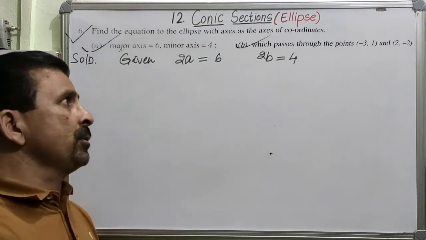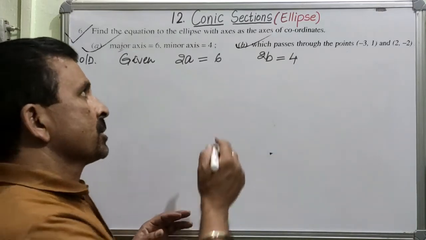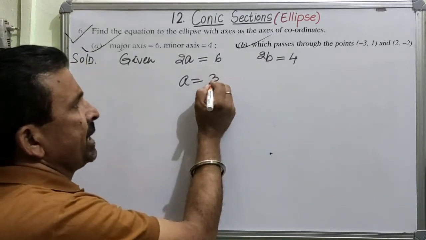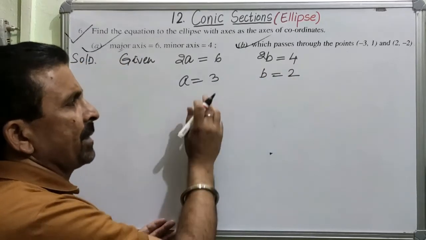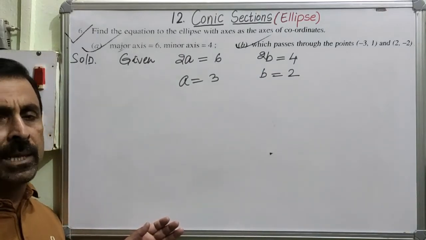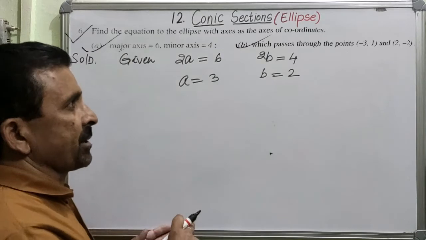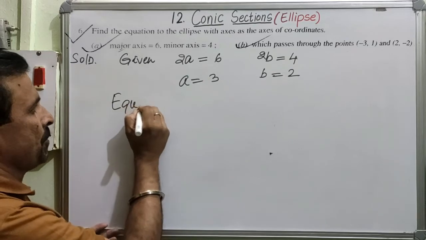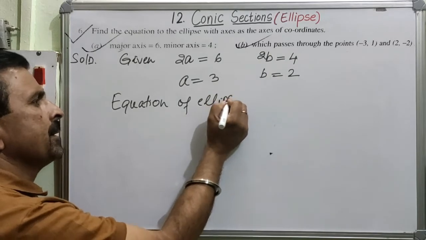So now when you calculate the values of a and b, you will be able to predict what kind of ellipse this is, right? a is equal to 6 divided by 2, which becomes 3, and b is equal to 4 divided by 2, which is 2. Now you can see that your a is greater, and that is going to be under x, right? Then our ellipse is going to be a horizontal ellipse. Now we are going to start writing the equation. So for the horizontal ellipse, the equation of the ellipse is what?